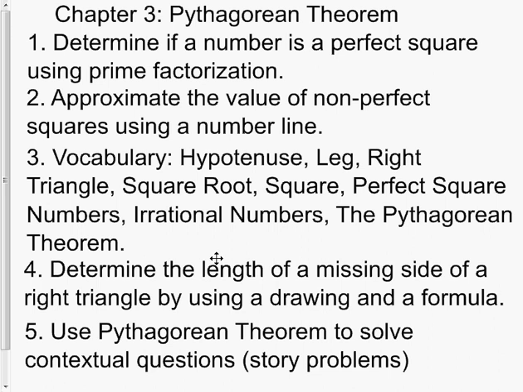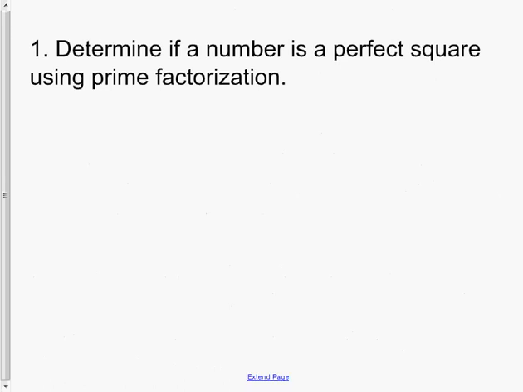The first one says, determine if a number is a perfect square using prime factorization, approximate the value of a non-perfect square using a number line, know your vocabulary, determine the length of a missing side of a right triangle by using either a drawing or a formula, and finally use Pythagorean theorem to solve contextual questions, aka story problems.